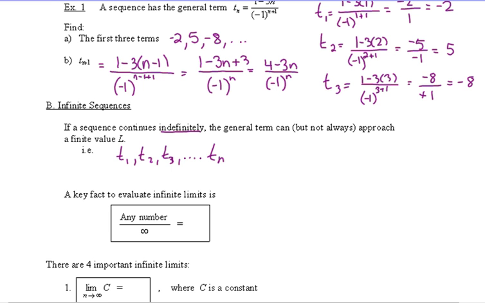So as n approaches infinity, sometimes, not always, the limit as n approaches infinity for our general term t of n will actually approach some number, L. But the good question here is, why is it sometimes? So how can we tell when that happens?